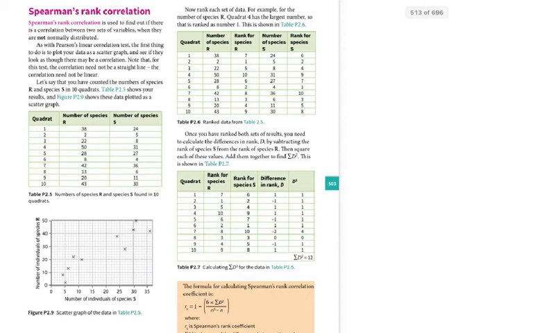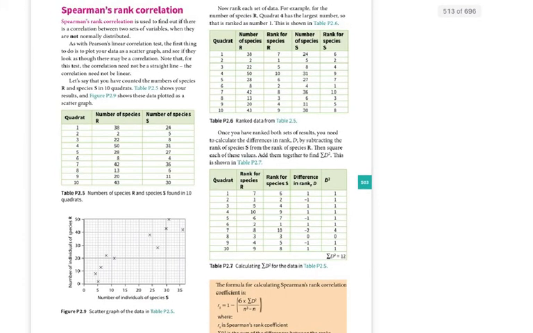So the next mathematical heading is Spearman's rank correlation. Now please understand rank means you need to rank this. So Spearman's rank correlation is used to find out if there's a correlation between two sets of variables when they are not normally distributed. Please understand this. They are not normally distributed.